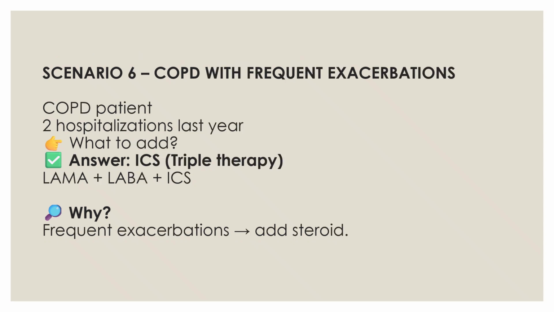COPD with frequent exacerbations. Patient has COPD and two hospitalizations last year. What to add? Triple therapy we are going to give. Okay, the patient was first on LAMA, then we added LABA. Now we have to add one more, that is ICS, inhaled corticosteroids. So these three combinations together is known as triple therapy. Frequent exacerbations, add steroid. Patient is having frequent exacerbations, we are going to add steroids.